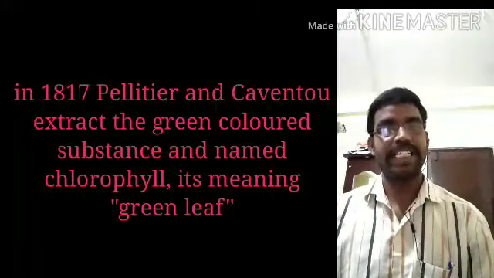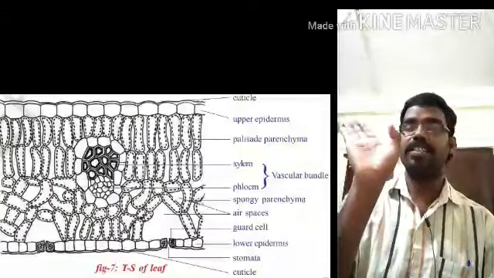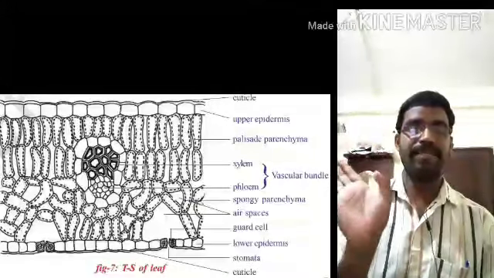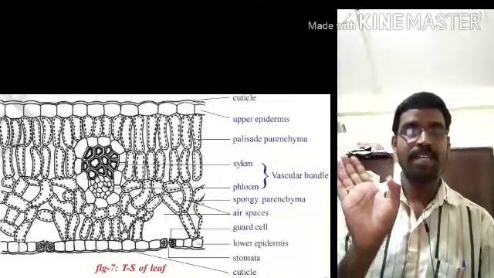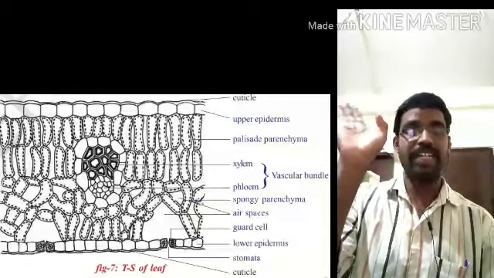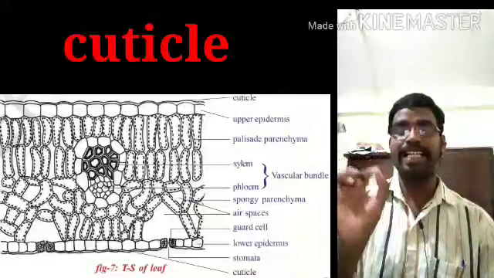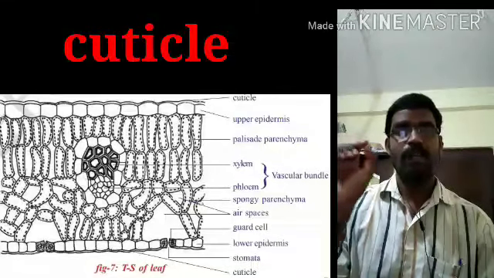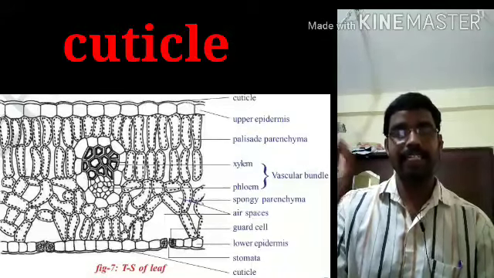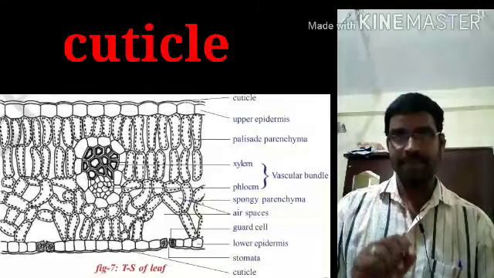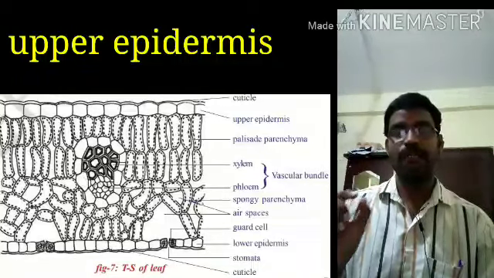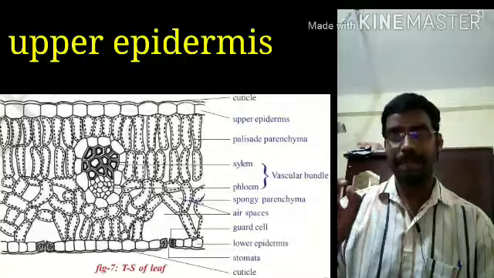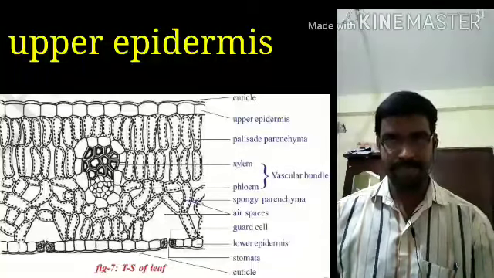So whenever we observe a transverse section of a leaf, there are different kinds of parts. Just observe this picture. On the upper surface of the leaf we see one transparent layer called the cuticle. It is a protecting layer for the plant. Next, below the cuticle, one cell layer present is called the upper epidermis.